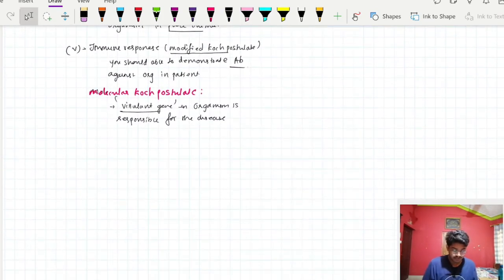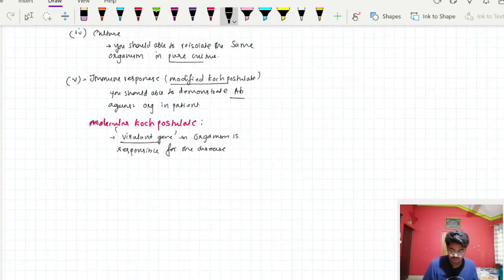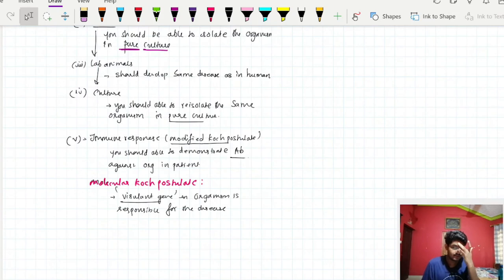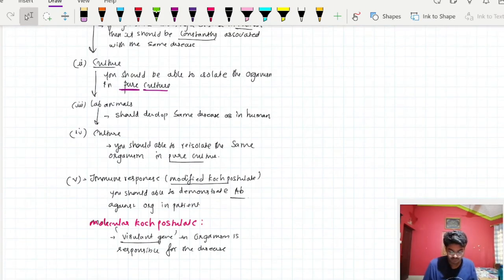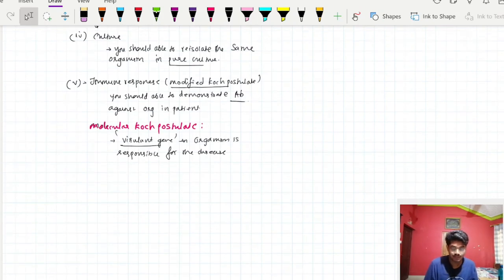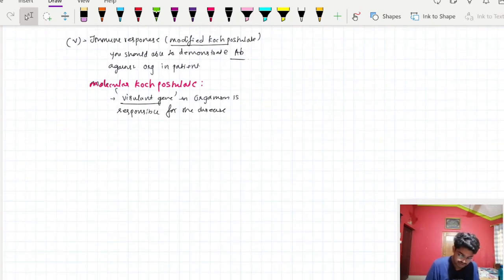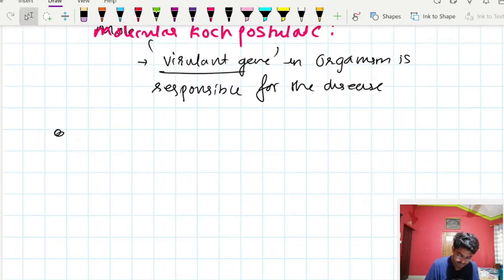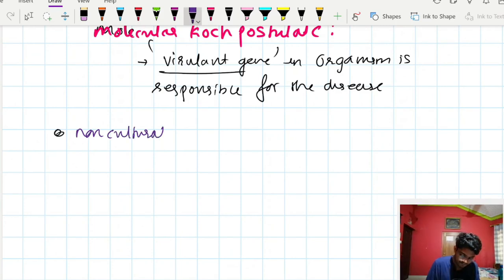Then you should know that there are some organisms that are non-culturable. They will not come under the Robert Koch postulates, because there are some organisms which we cannot culture. So there are non-culturable bacteria. For example, the first one is nothing other than our Treponema pallidum.